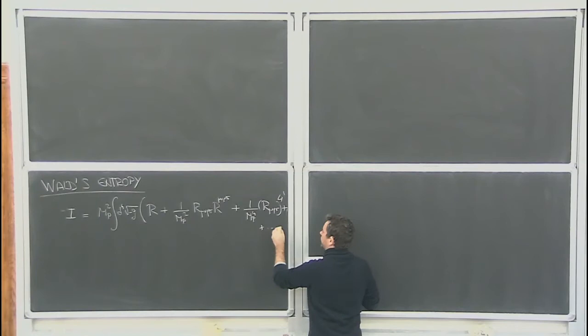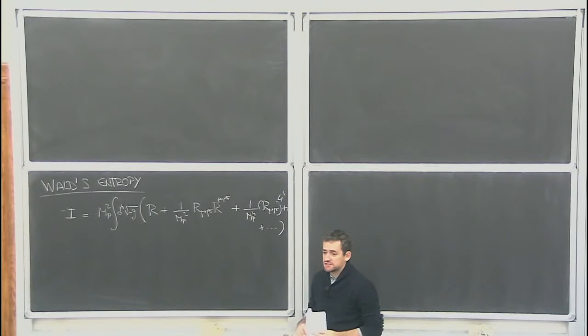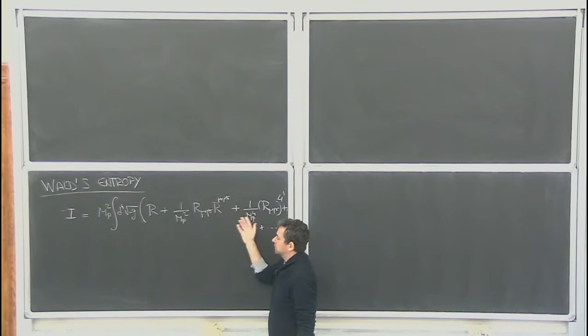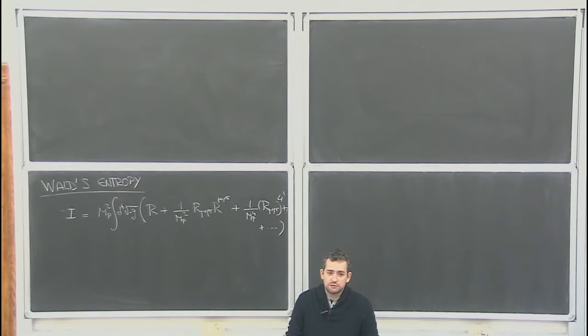So now we may try to ask the same questions that we asked during the first part of the course for this higher derivative theory of gravity. For instance, first, do black hole solutions exist? Yeah, they still exist.